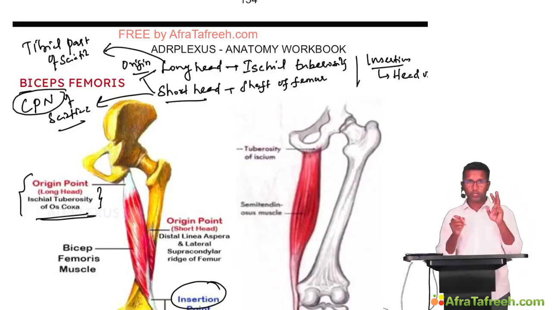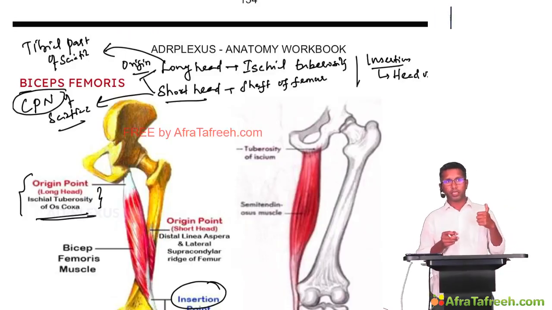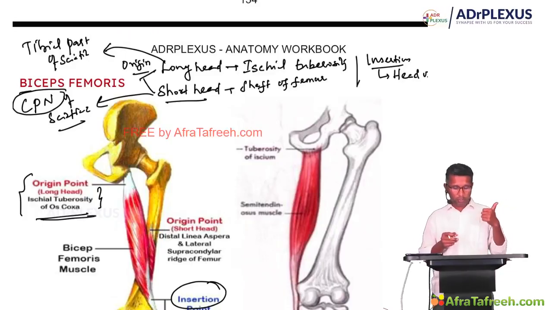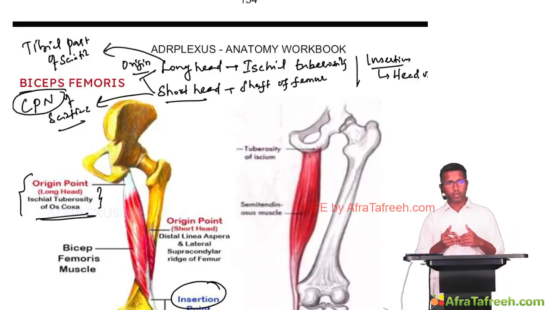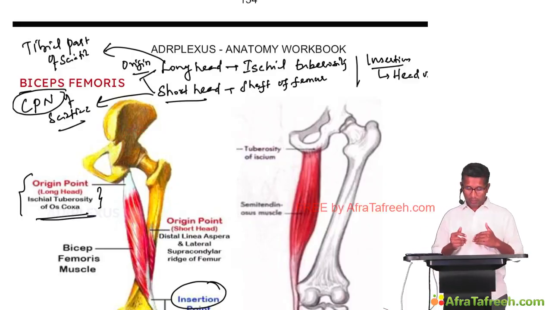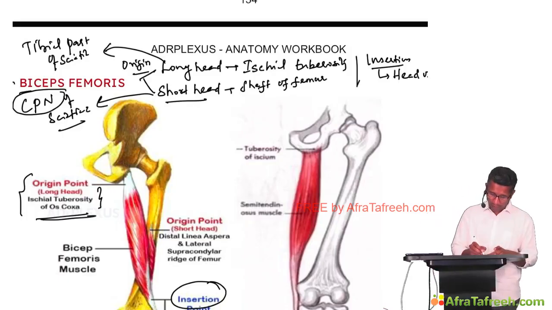So biceps femoris has two heads. The long head is supplied by the tibial component, and the short head is supplied by the common peroneal component. Please understand, all these muscles are crossing behind the knee joint, so all of them are going to cause knee flexion. So biceps femoris, what is the action? It causes knee flexion.